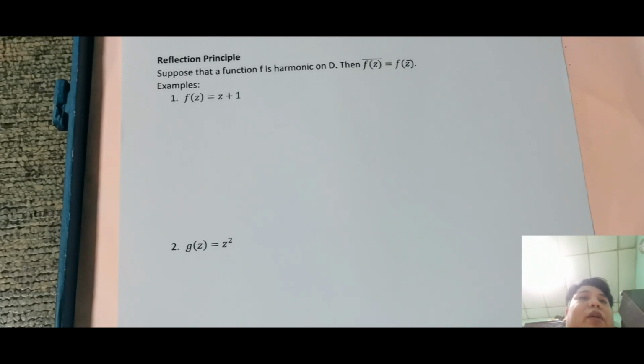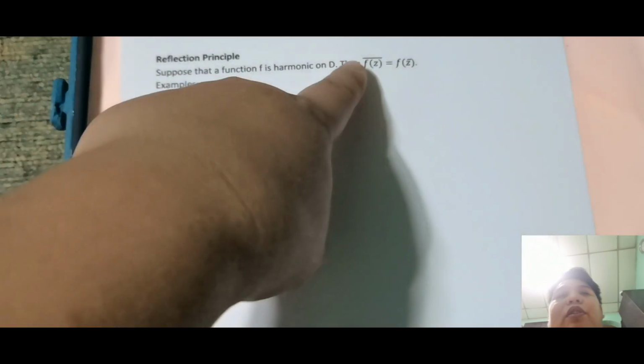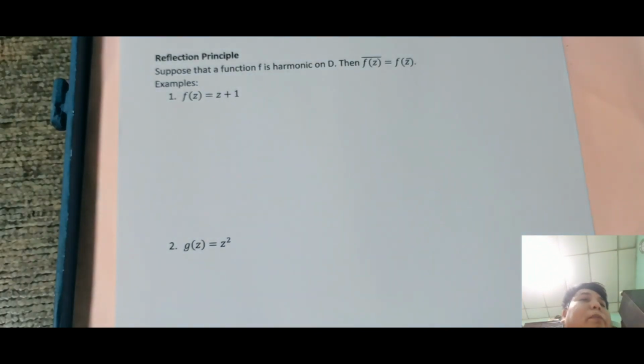Okay, suppose that the function f is harmonic on D. So meaning our theorem 1 earlier. So say, the second partial derivative, no? If you can do that, if that function is harmonic on D, or the u of x comma y is harmonic on D, then the conjugate of f of z is equal to f of the conjugate of z. So, that is what is called the reflection principle.